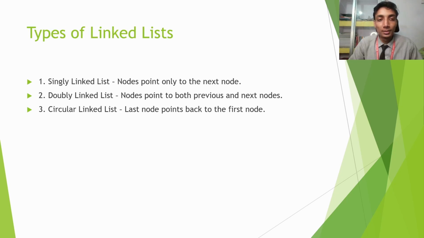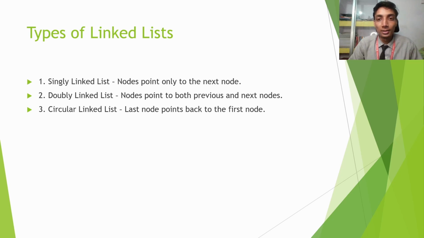Types of linked list. Now let's talk about the types of linked lists. Singly linked list. In this type, each node points only to the next node in the sequence. It's the simplest form of linked list. Doubly linked list. Here each node has two references, one to the next node and one to the previous node. This allows traversal in both directions.